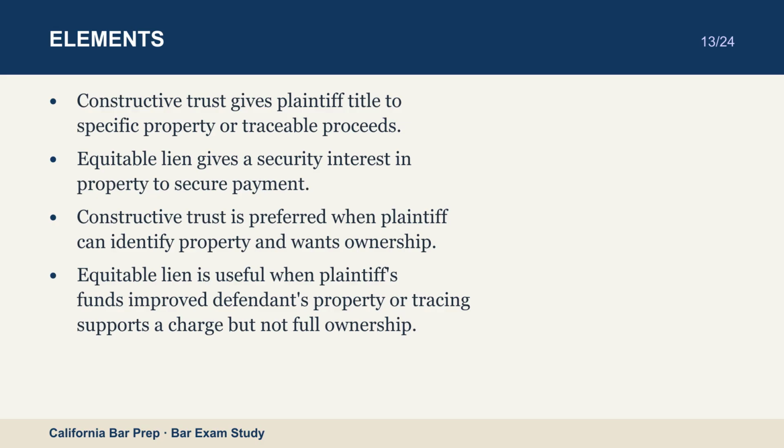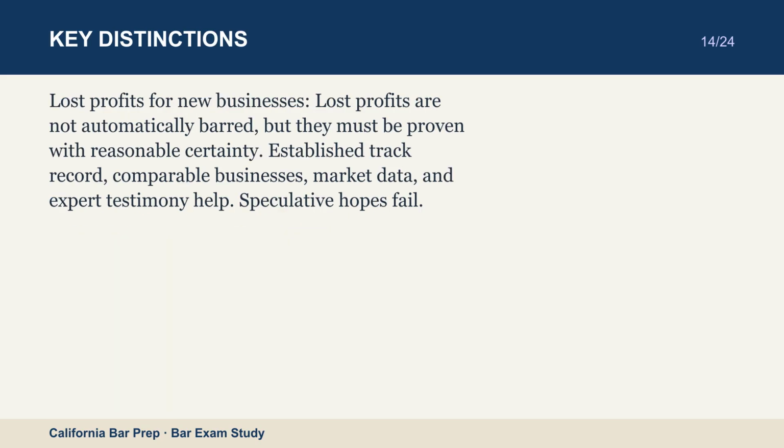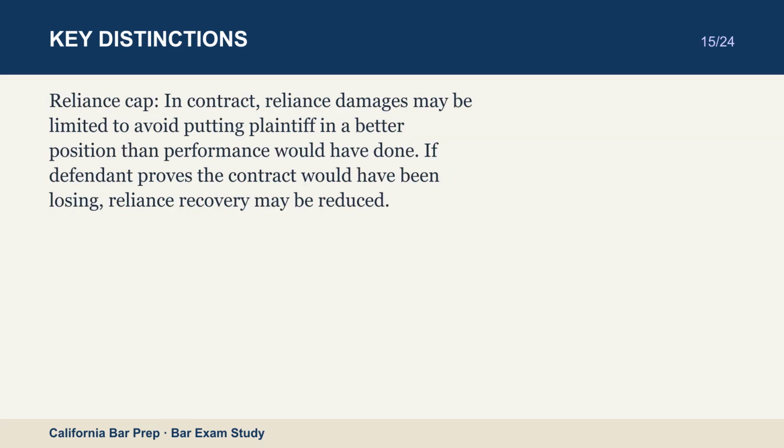Lost profits for new businesses. Lost profits are not automatically barred, but they must be proven with reasonable certainty. Established track record, comparable businesses, market data, and expert testimony help. Speculative hopes fail. Reliance cap. In contract, reliance damages may be limited to avoid putting plaintiff in a better position than performance would have done. If defendant proves the contract would have been losing, reliance recovery may be reduced.